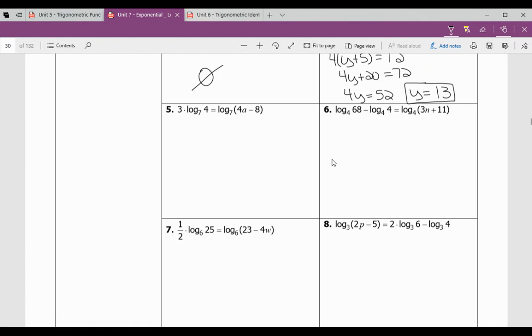Number 5. The only property that I see we need to use is the power property. Move that power back. So I get log base 7 of 4 to the 3rd power equals another log base 7 of that group. Now I've got a log equal to a log, so I can set this value equal to that one. 4 to the 3rd is not 12, it's 64. So I went ahead and changed 4 to the 3rd to 64 equals 4a minus 8.